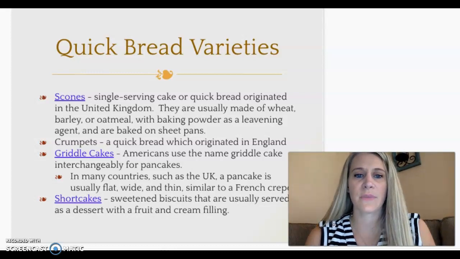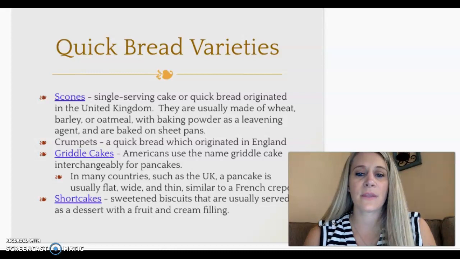Some quick bread varieties that you may not be too familiar with are scones, crumpets, griddle cakes, and shortcakes. Scones are single-serving cakes or quick breads originated in the United Kingdom. They are usually made of wheat, barley, or oatmeal with baking powder as a leavening agent and are baked on sheet pans. Crumpets are a quick bread which originated in England.